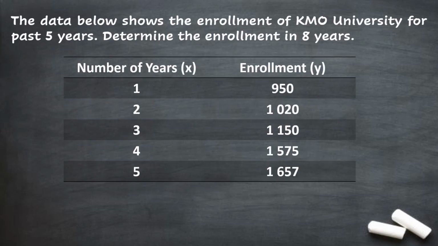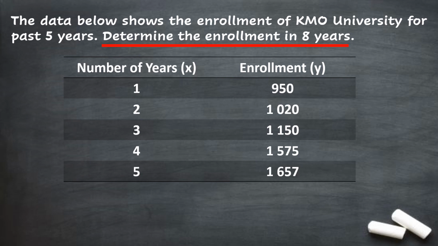For the first problem, we have the data below shows the enrollment of KMO University for the past 5 years. Determine the enrollment in 8 years. First, we know that this is under regression analysis because of the last sentence, "determine the enrollment in 8 years." Right? We are trying to predict the number of enrollments given this number of years. That's why this problem is under regression analysis.